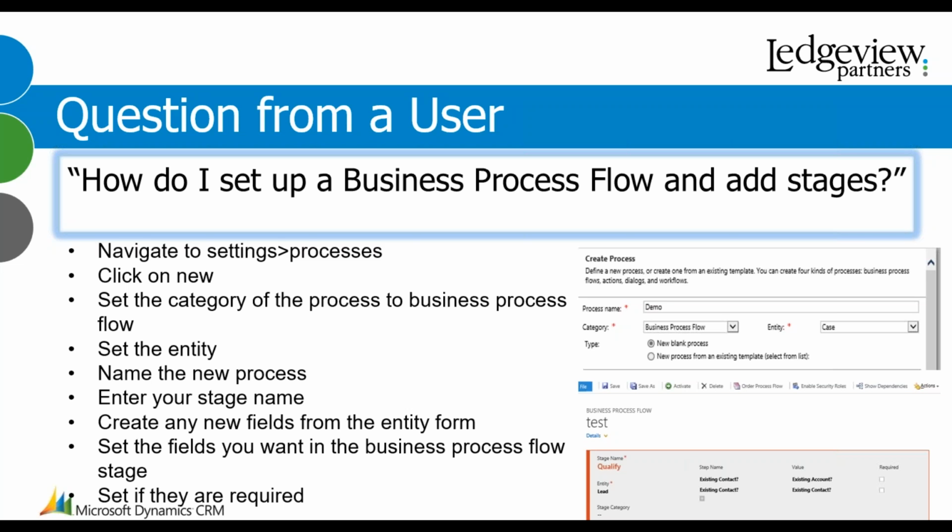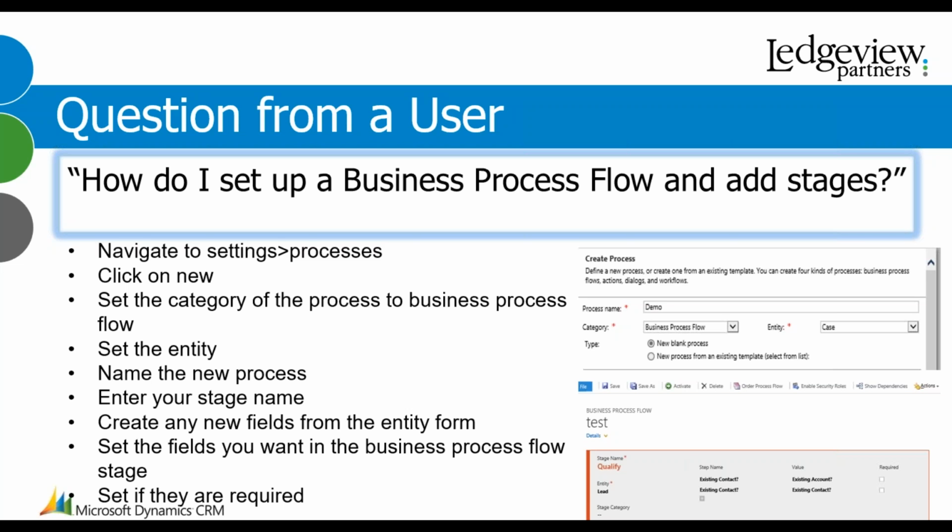You're going to set the entity, so this can be done on any entity. It can be done on cases, leads, opportunities, accounts, anything that can add a process flow, just like adding a workflow. Name the new process, and also make sure that you set your category to business process flow. Then you're going to click on Save.